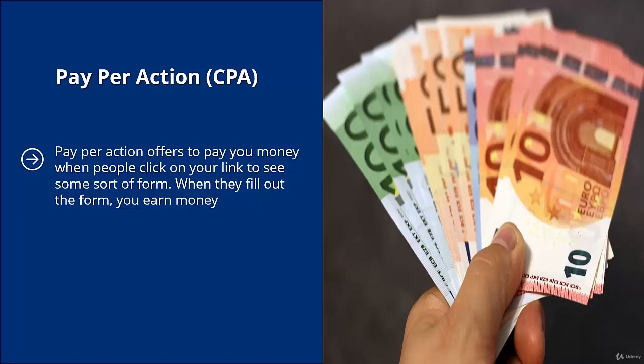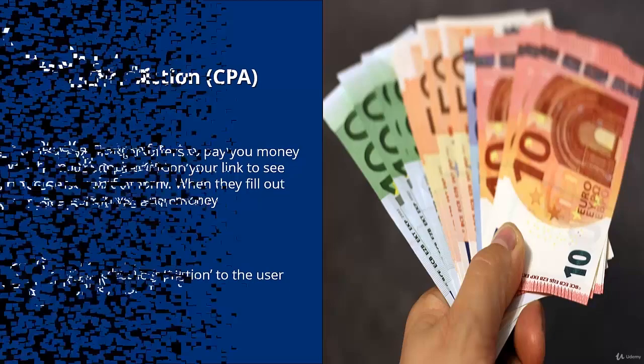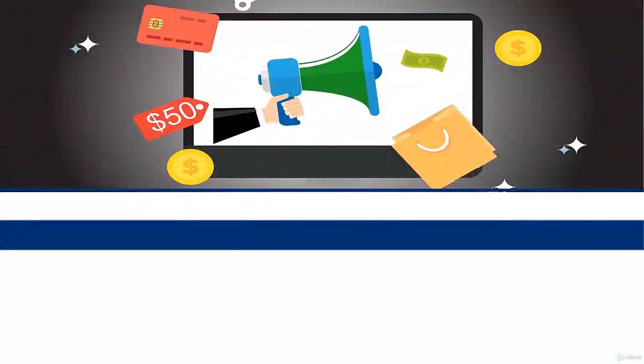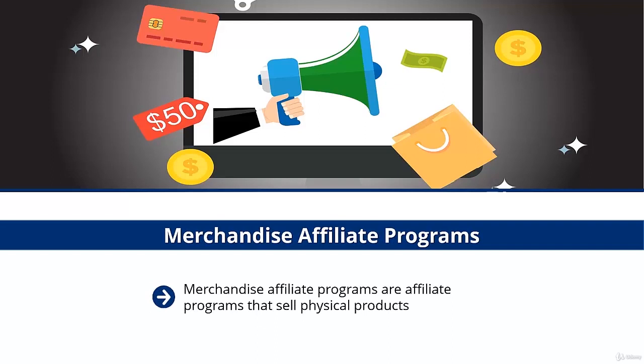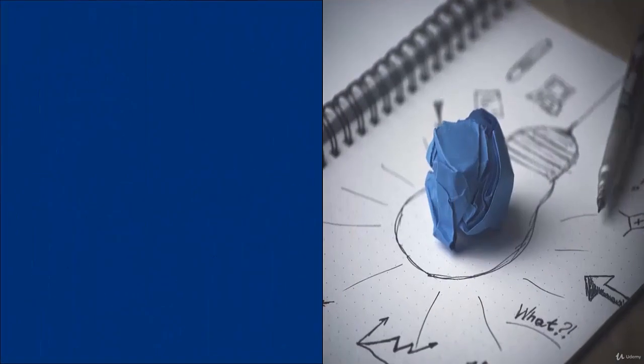Pretty straightforward, right? CPA involves less friction to the user. Oftentimes, people just need to enter their email address for you to make 20 cents to up to $1. Not too bad. Merchandise affiliate programs. Merchandise affiliate programs are affiliate programs that sell physical products. When people see ads on your website, you won't get paid when people click the ads. You only get paid a commission when your visitors actually buy products.